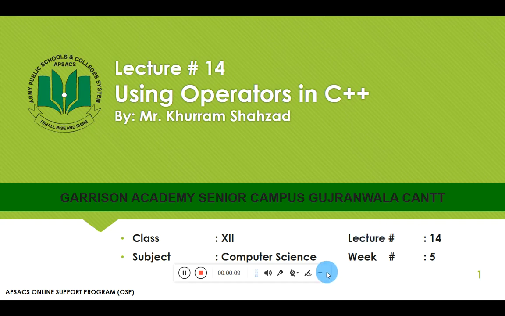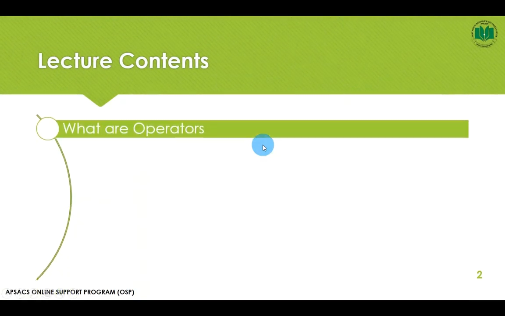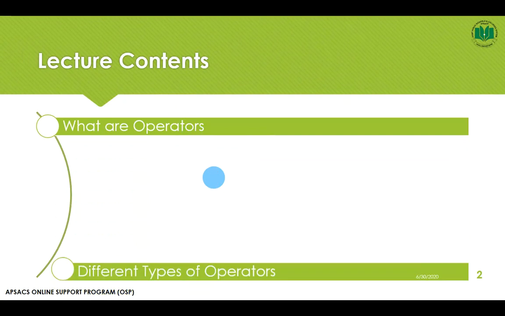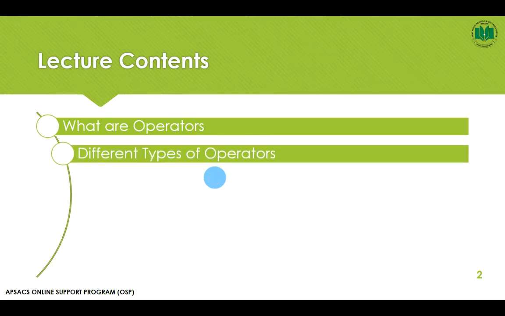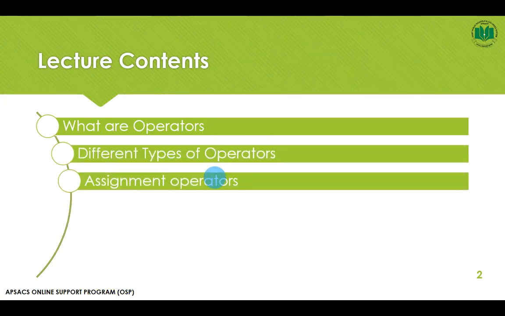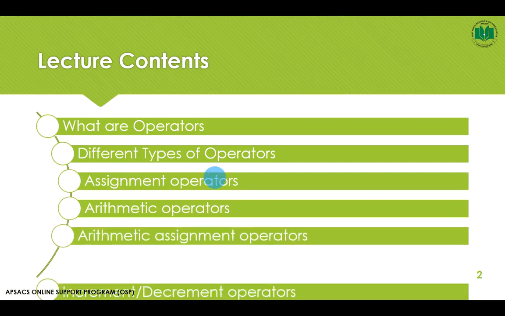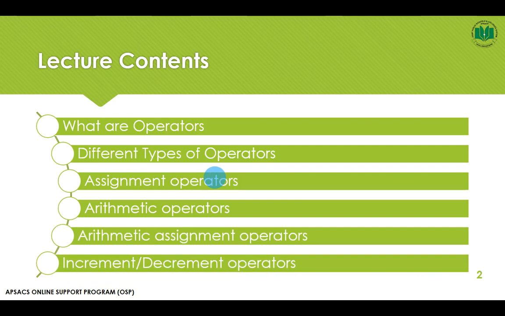This is the 14th lecture of the 5th week on the topic of using operators in C++. In this lecture, we are going to discuss what operators are, then different types of operators, and then some of the operators will be studied here. For example, assignment operators, arithmetic operators, arithmetic assignment operators, and increment decrement operators. We will do programming in these operators practically in this lecture.